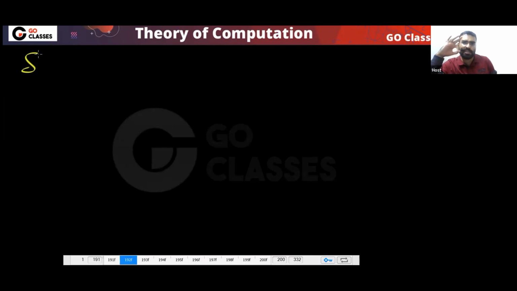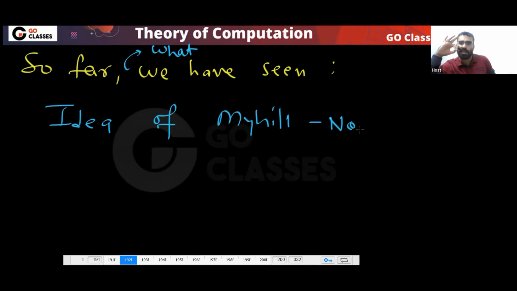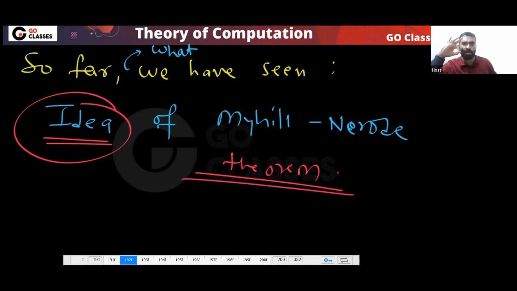So far what we have seen is the idea of the Myhill-Nerode theorem. This idea we have seen, and tomorrow in the next class we will see the formal statement. But I hope you are liking it.